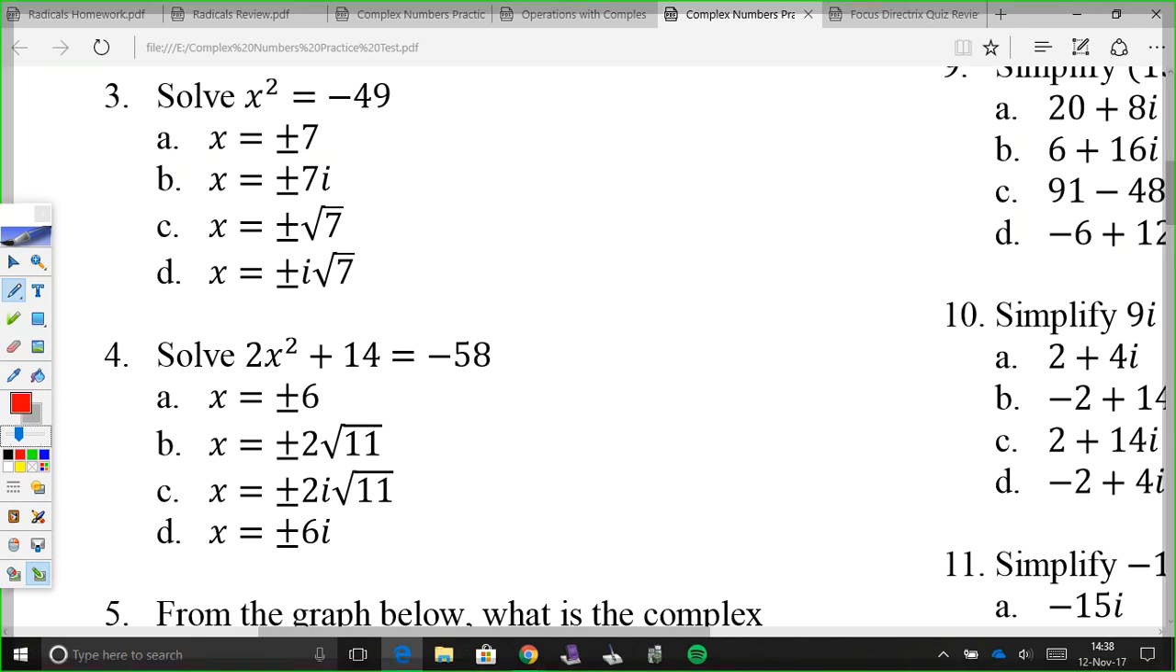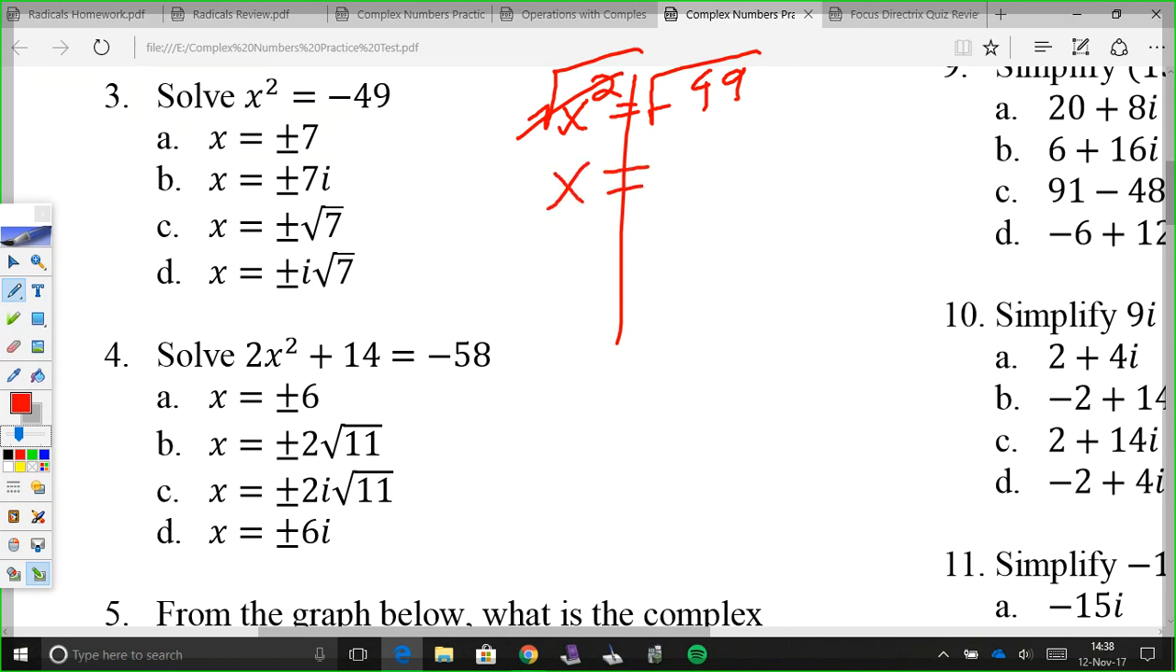So if I have x squared equal to negative 49, but I want to get the x by itself, what's the opposite of squaring something? Because I need to get rid of my squaring here. I need to get rid of that exponent of 2. The opposite of squaring something is to square root something. So I'm going to square root both sides. That'll leave me with the x by itself.